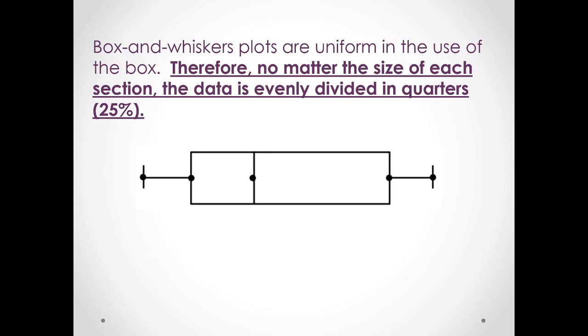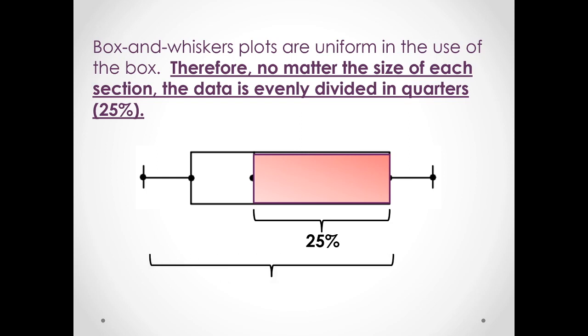Box and whisker plots are uniform in the use of the box. No matter how many numbers you have, no matter how big the numbers are, it's always going to be divided into quarters, which is 25%. So that section is 25%. That section is also 25%. If we combine them, we get 50%. This is a very large section, but it is still only 25% of the data.